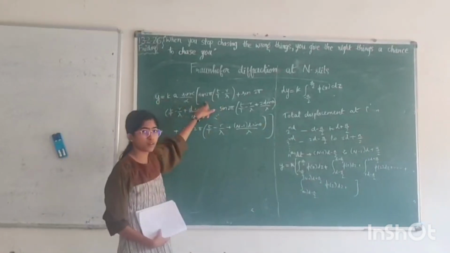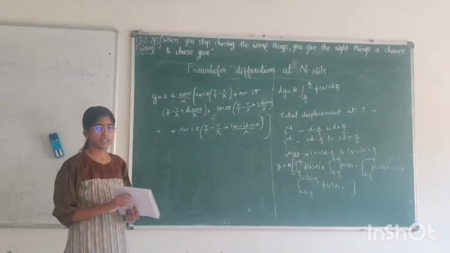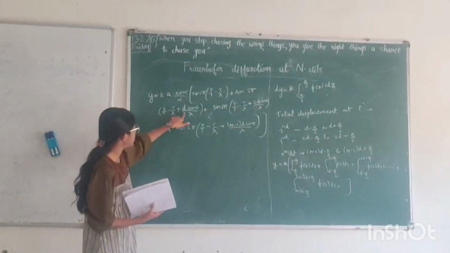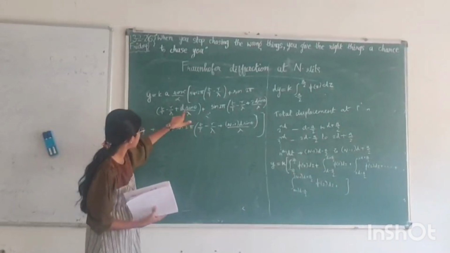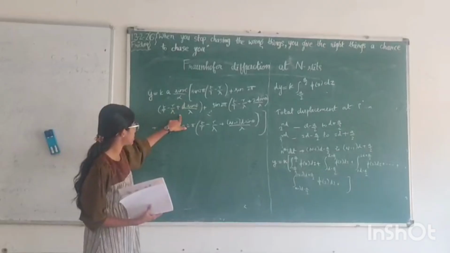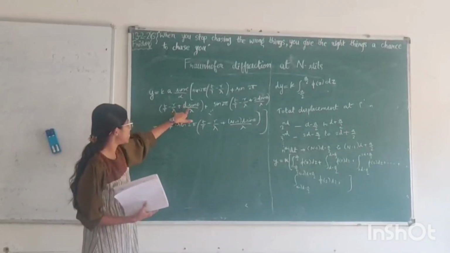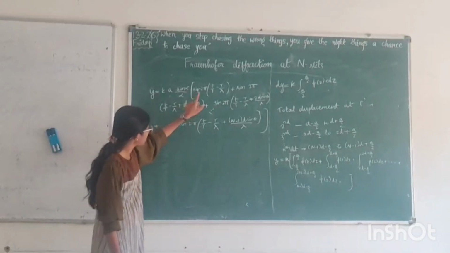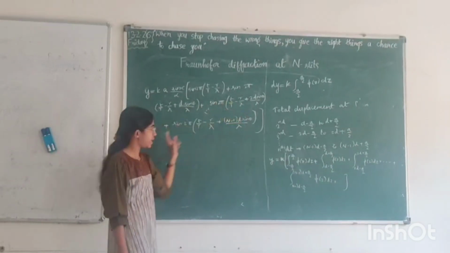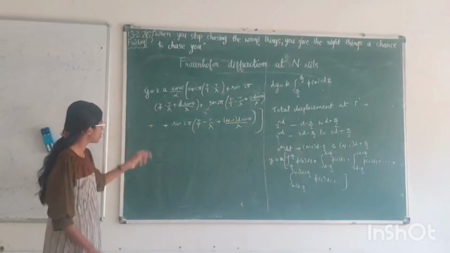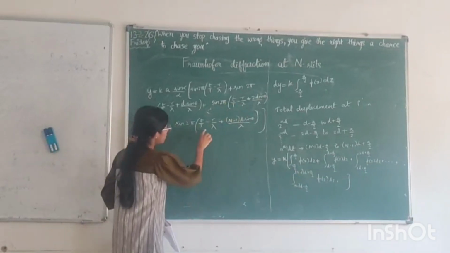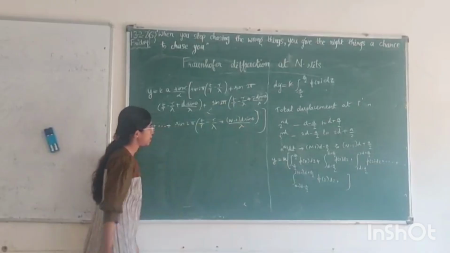In this we don't have the presence of the grating element, and this was the case of the first slit. This is the case of the second slit: in the second slit we have d sin theta by lambda, and in the case of the third slit we have 2d sin theta by lambda, and in the case of the nth slit we have (n minus 1) d sin theta by lambda.